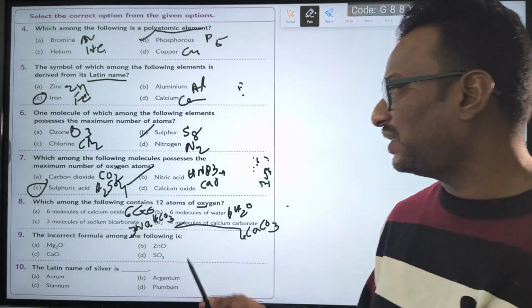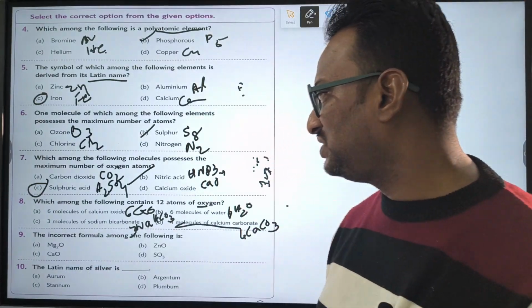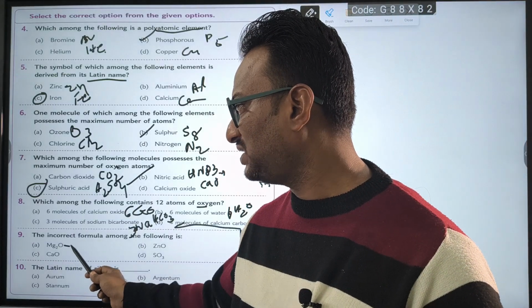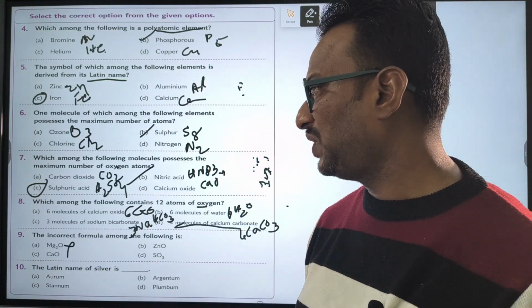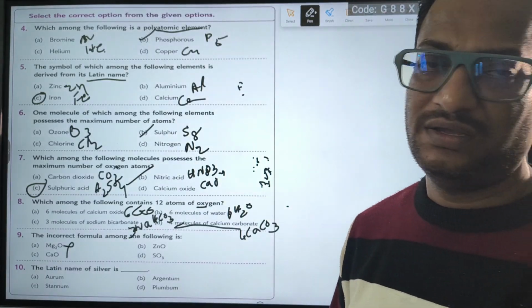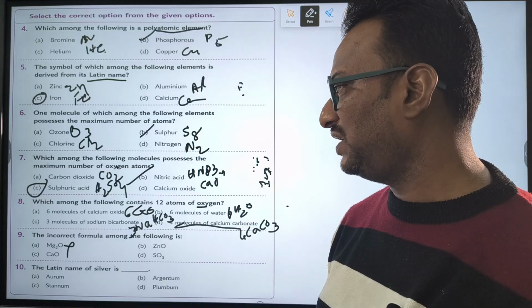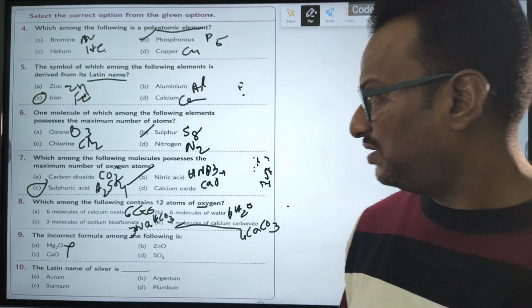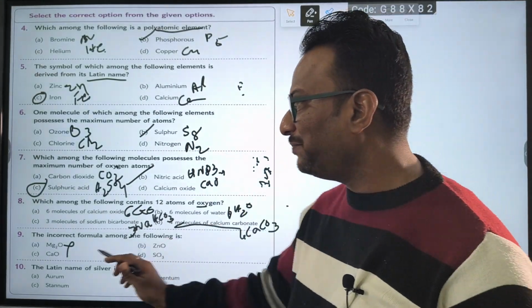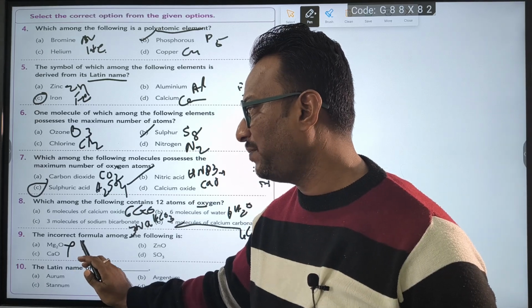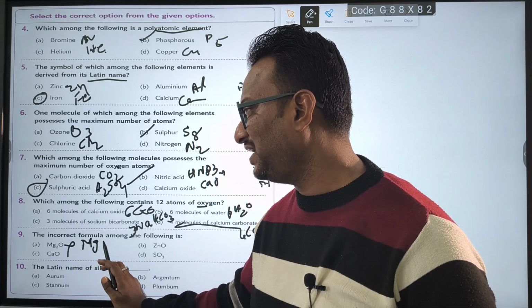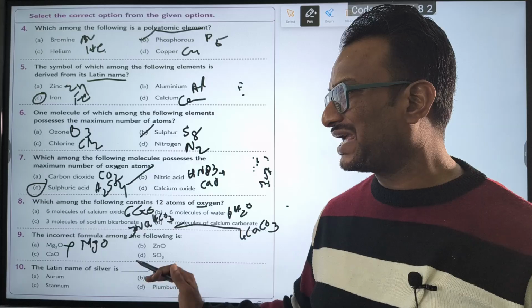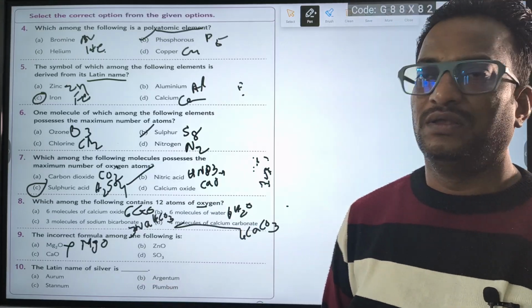Okay, the incorrect formula among the following: Mg2O, CaO, ZnO, SO3. Mg2O is an incorrect formula. It should be MgO, right? CaO is the right option, calcium oxide, and ZnO. So in this, Mg2O is the wrong option. Actually, it will form MgO. While we study anion and cation, ion formation, there we can get the formulas. Okay, nothing to worry. Right.